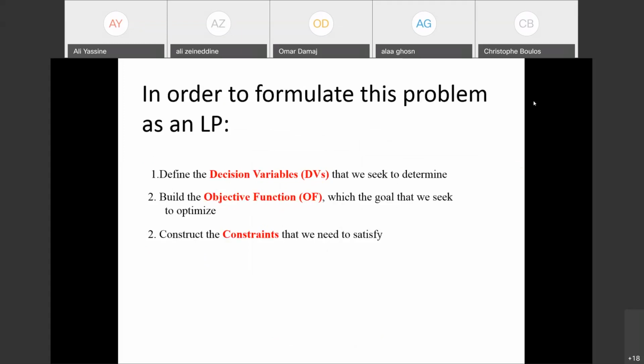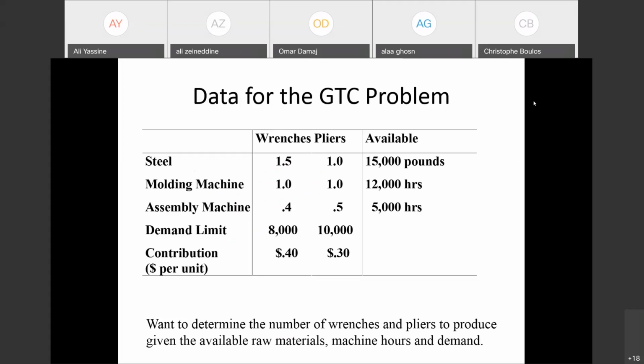What are the decision variables for that problem, you would think? What are the things under your control? Let me go back to this. The number of pliers and the number of wrenches. Wrenches and pliers? Yeah. Very good. Thank you all. That's what I decide on.